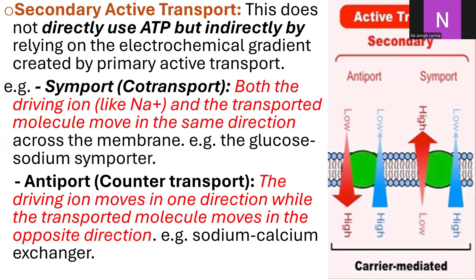In the case of a secondary active transportation, the energy is not utilized directly, but it is utilized indirectly. In other words, it is going to be relying on the gradient that is generated by the primary active transportation method. So secondary active transport simply means that the energy is not directly used by the transporter, but it is indirectly used. So let's look at some examples. We look at a symport, or a co-transporter.